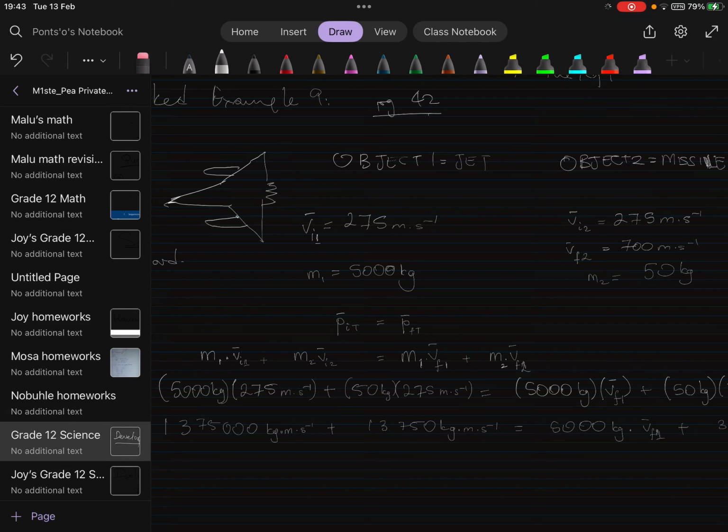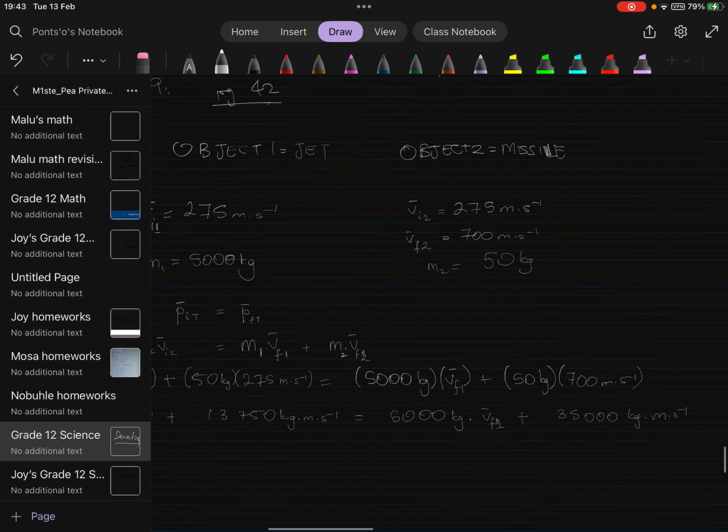So I'm gonna take the 1,375,000 and I'll add it to the 13,750. And that gives me 1,388,750. And then using additive inverses, I'll have to subtract the other momentum, which is 35,000.